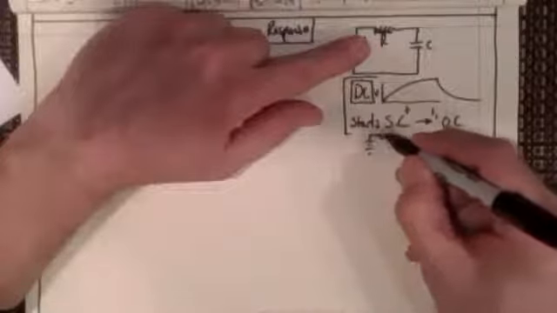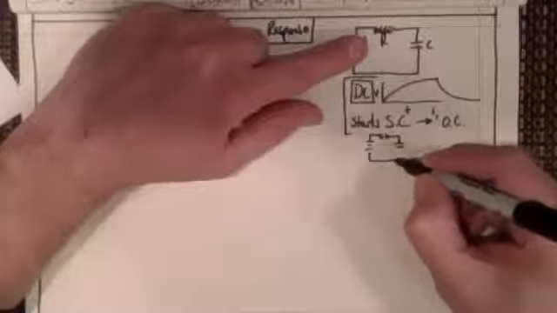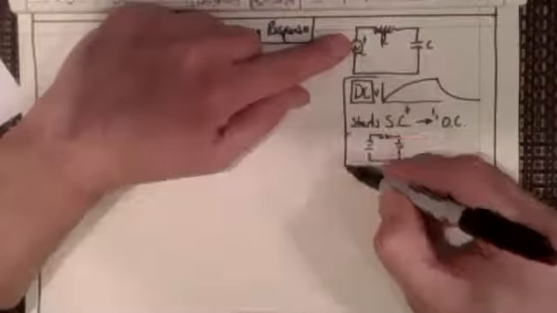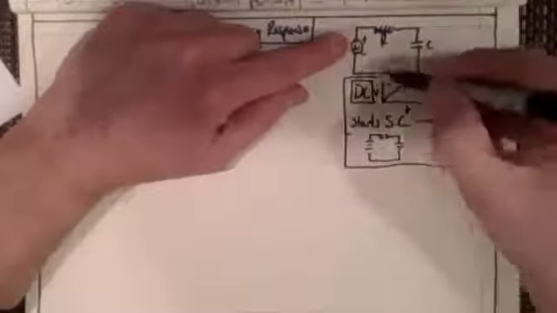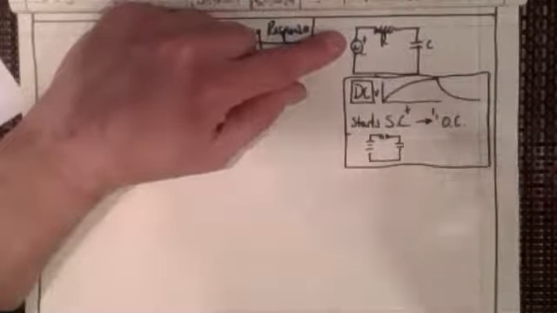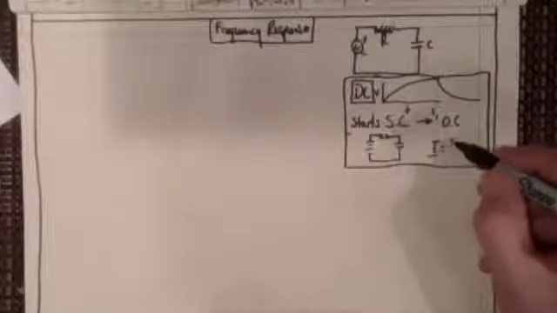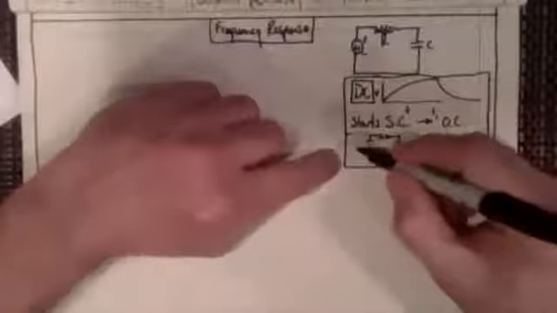If I have a DC circuit with a resistor and a capacitor, it starts out as a short circuit. That means the current is just flowing right through as if the capacitor wasn't even there. And it's flowing through at a rate of V over R, whatever the voltage is over R.